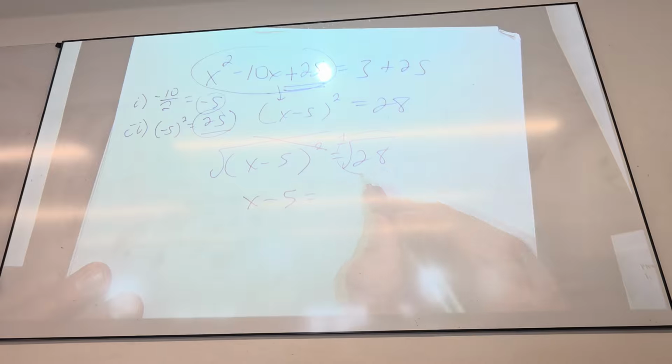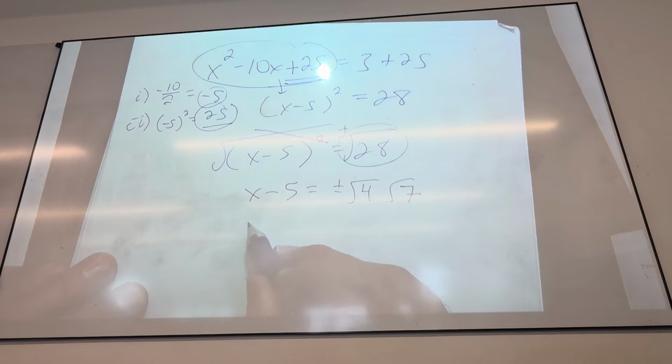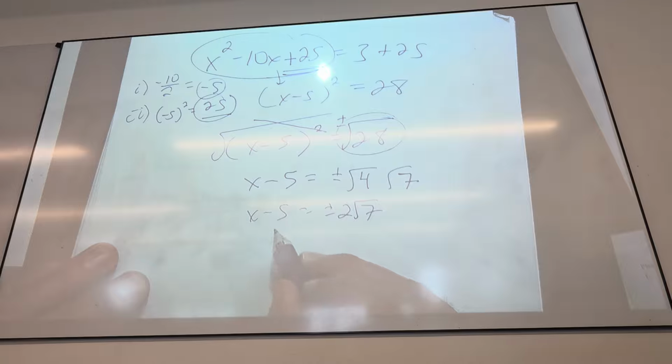Can you simplify this? Can you break 28 up into something you can do the square root of and something else? How do you factor 28? 4 times 7. What's the square root of 4? 2. What's the square root of 7? I don't know. And what's the last step?